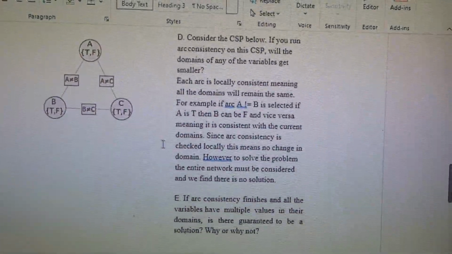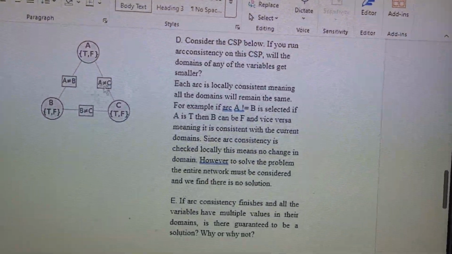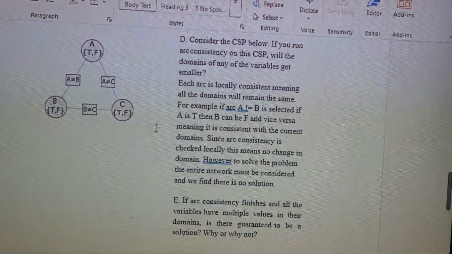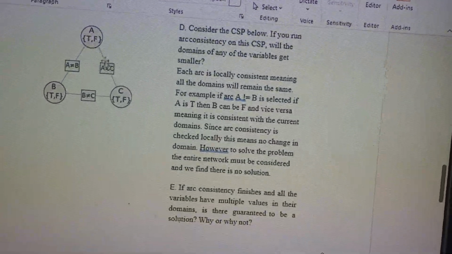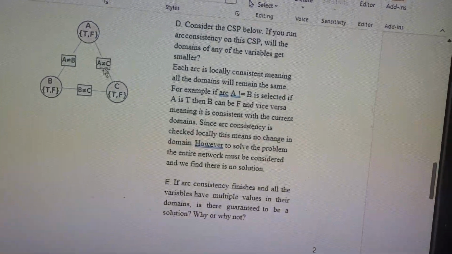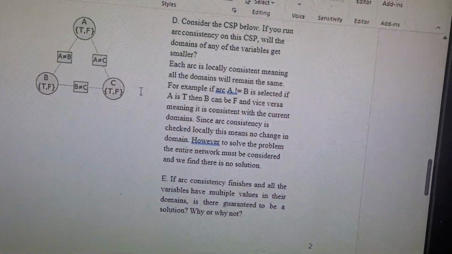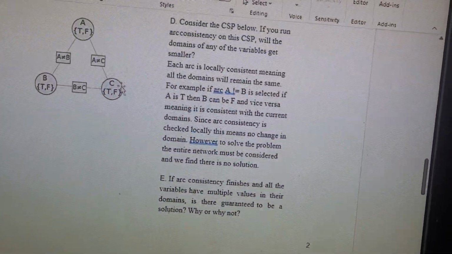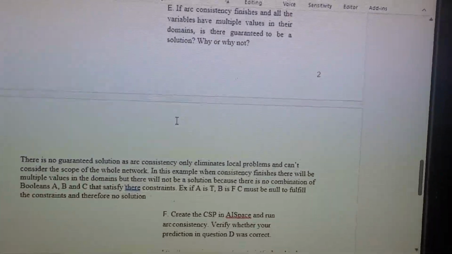But to finally solve the problem, you find out that the entire network as a whole has no solution, because as soon as you introduce A does not equal C and B does not equal C to that, now you have a situation where C can't exist.